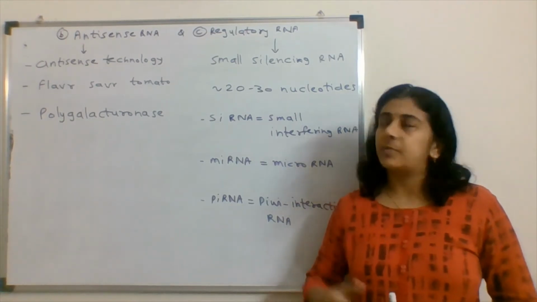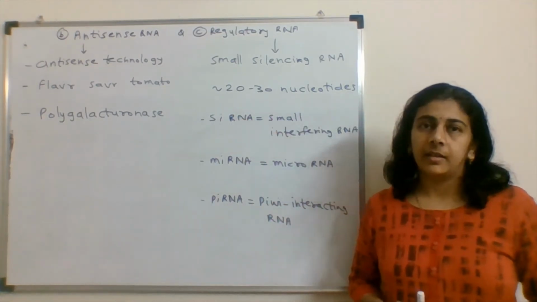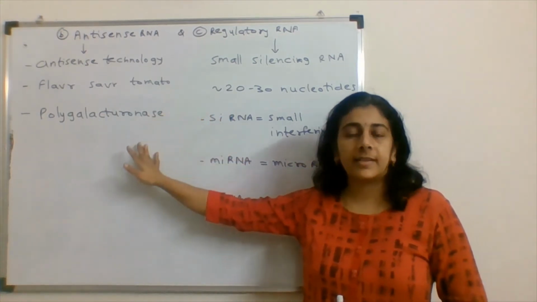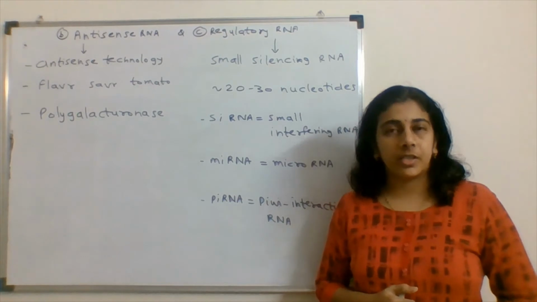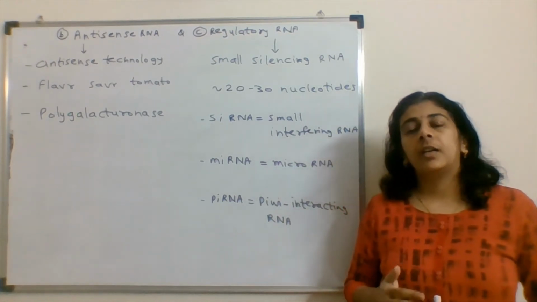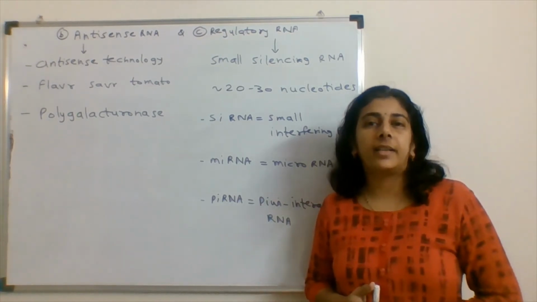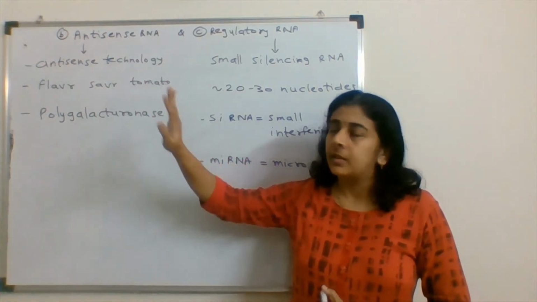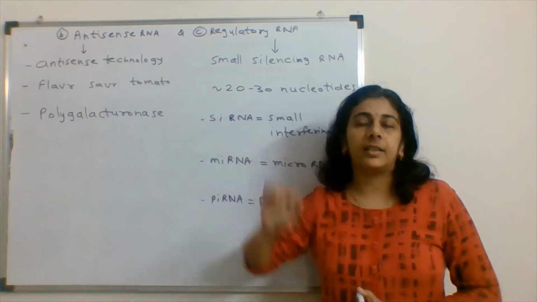Now moving to option B and option C. Option B is antisense RNA. So this is the RNA which is involved in gene regulation. The example of antisense technology is the Flavr Savr tomato. What has been done in this tomato?